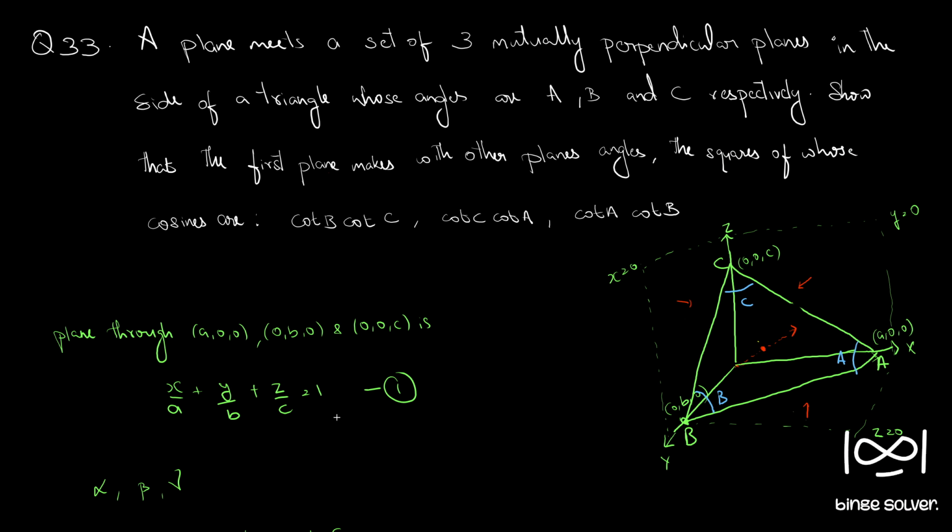The solution does not involve any complicated steps, but understanding this question is quite difficult. They have made it very vague by saying three mutually perpendicular planes, and this statement and all are very confusing. So this is what they mean, and this is the solution to question 33.